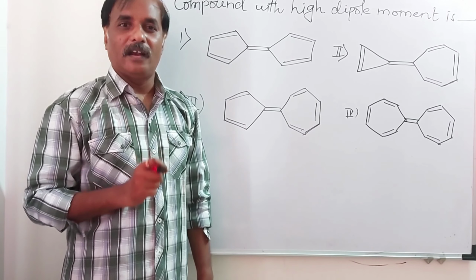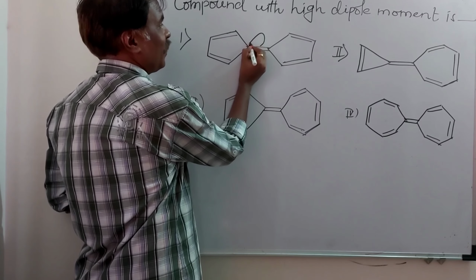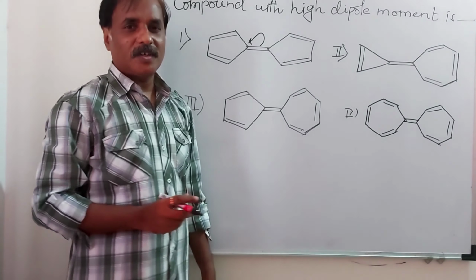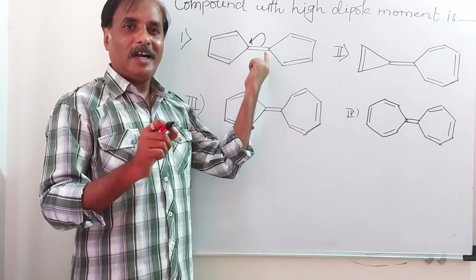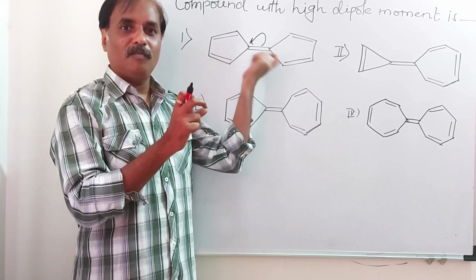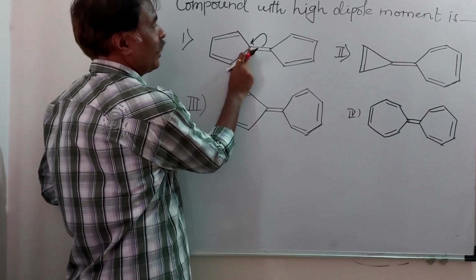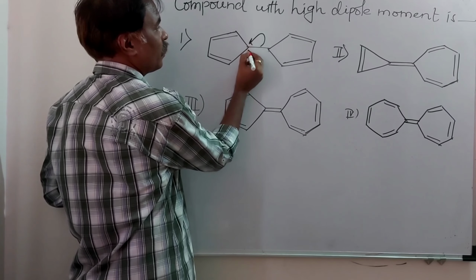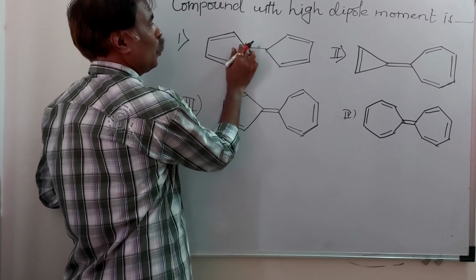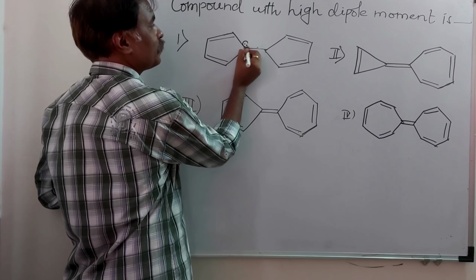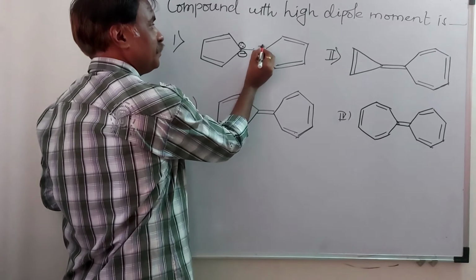This is symmetrical. Suppose we break this pi bond in this fashion. Because the compound is symmetrical, after breaking the pi bond, the pi electrons shift towards either carbon atom of both rings. So this carbon, the electron acceptor, will acquire a negative charge. Here it is a negative charge, that is, 2 electrons. This carbon is the electron donor, so it will acquire a positive charge.